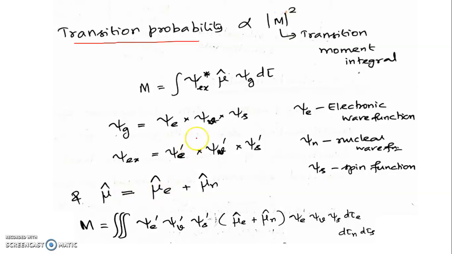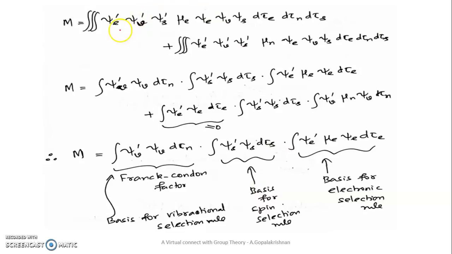So now you substitute these here. If you substitute these, you will get the integral as, listen, the excited state wave function is this, the dipole operator has two components, and the ground state wave function is this. You can split the d tau into three parts: d tau for electronic, d tau for nuclear, and d tau for spin. Are you clear? Now since you have a plus sign here, you can separate this into two integrals. This is integral 1 plus this is integral 2.